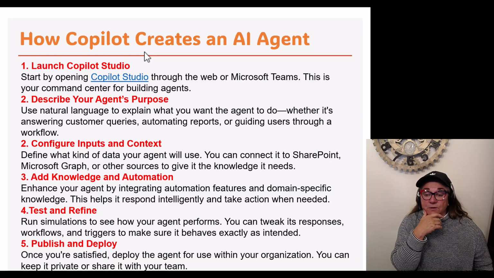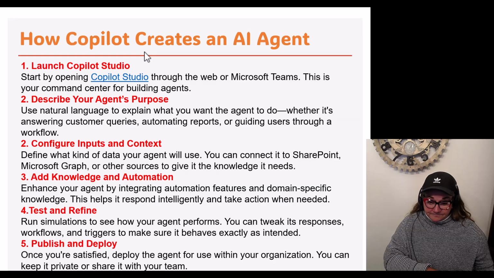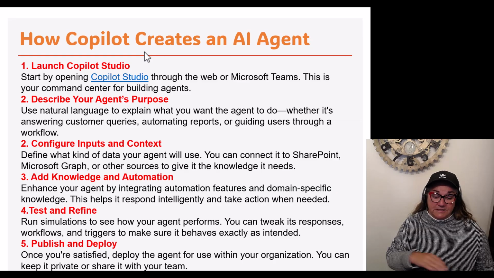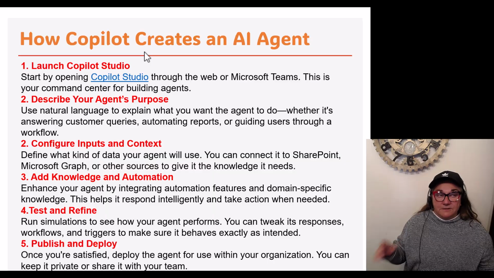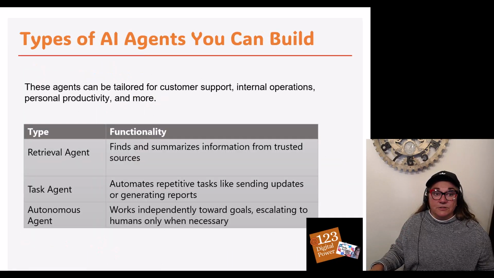Add knowledge and automation: enhance your agent by integrating automation features and domain-specific knowledge. This helps it respond intelligently and take action when needed. Refine and test: run simulations to make sure your agent's performing. You can tweak the responses, the workflow, and the triggers, and make sure it behaves as intended. Then once you're finished, deploy the agent in your organization. I would keep it private until you've tested it, then release it to your team to actually use.